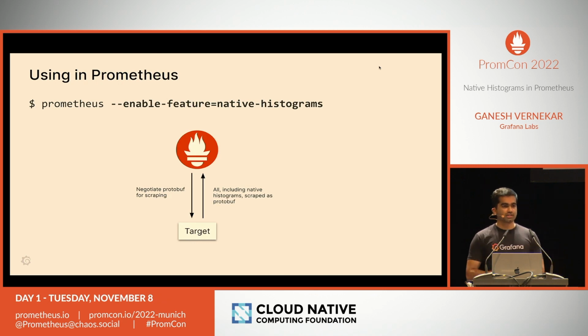So Prometheus adds a new feature flag called native histograms. What happens when you enable this is, Prometheus will negotiate protobuf scraping as the primary thing with the target. And these native histograms are only served as protobuf because they are more efficient this way. We are still exploring ways to expose this as a text format. So not only are the native histograms served in the protobuf, all your metrics will now be served as protobuf.